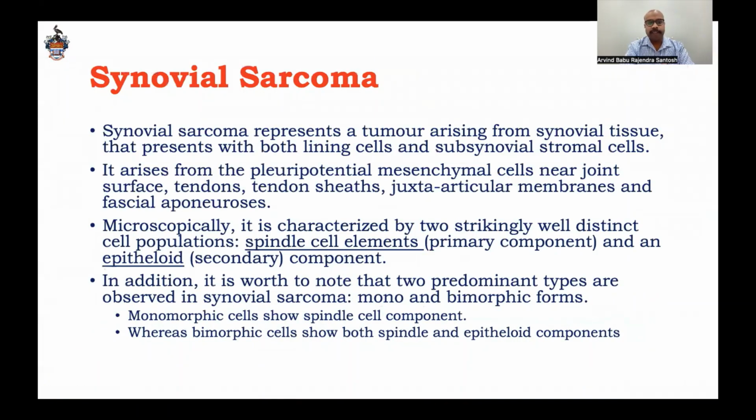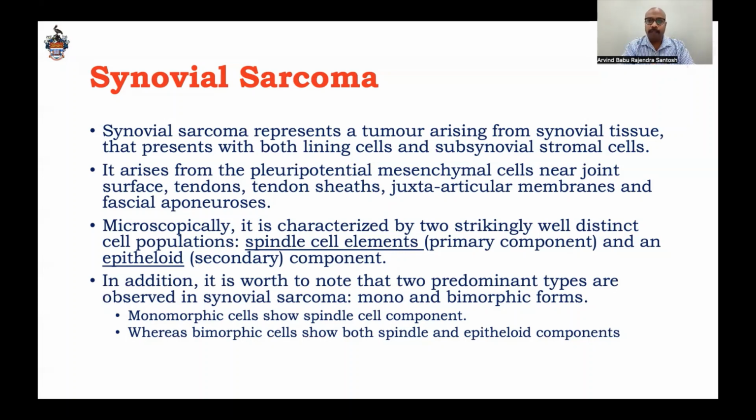The next topic here is synovial sarcoma. Synovial sarcoma represents a tumor arising from the synovial tissue that presents both lining cells and subsynovial stromal cells. It arises from the pluripotential mesenchymal cells near the joint surfaces, tendon sheaths, juxta-articular membranes, and fascial aponeurosis. Microscopically, it is characterized by two strikingly well-distinct cell populations, one being a spindle cell element and another being an epithelial component. In addition, it is worth knowing that two predominant types are seen.